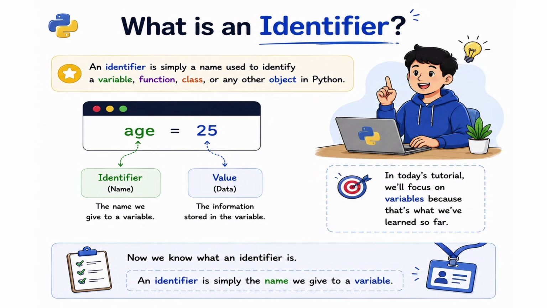In today's tutorial, we will focus on variables because that's what we have learned so far. Look at this example like age equal to 25. Age is the identifier here and 25 is the value. Age is the identifier, equal to is the assignment operator, and 25 is the value. Together it becomes the variable. Now we know what an identifier is. So identifier is simply the name we give to a variable.